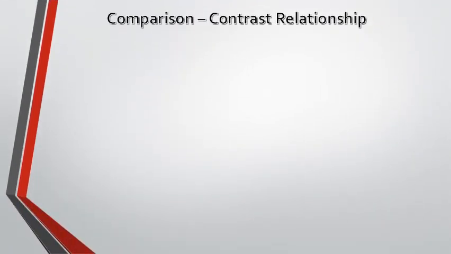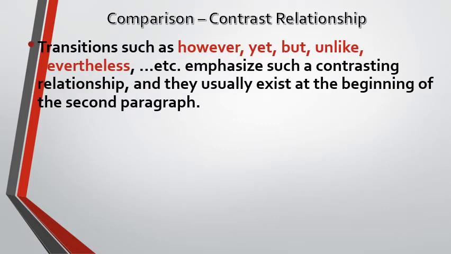Now, let's look more at the comparison-contrast relationship. As we said, comparison and contrast. Comparison means finding similarities, and contrast means finding the differences. Now, how does the writer make this connection? The writer uses transitions, such as however, yet, but, nevertheless, or etc., to emphasize such a contrasting relationship, because these are opposites, and they usually exist at the beginning of the second paragraph.